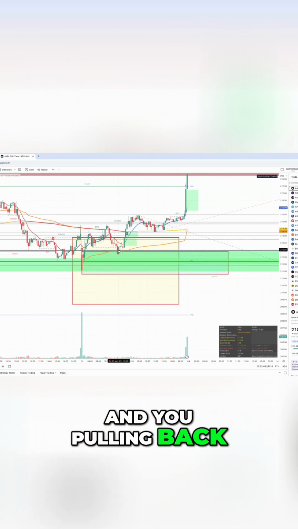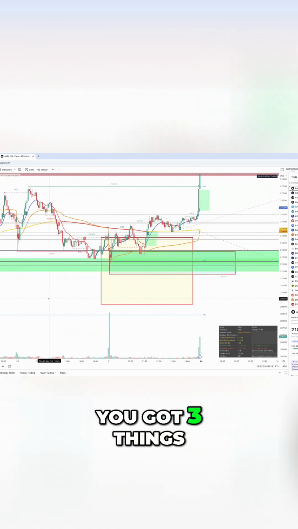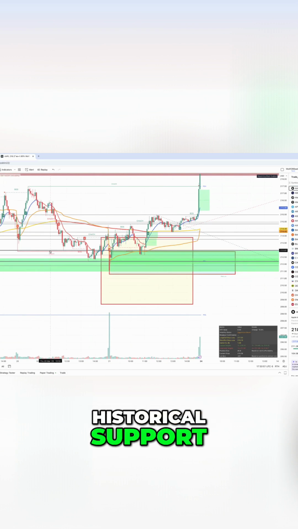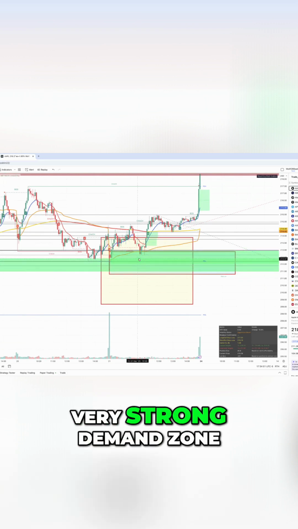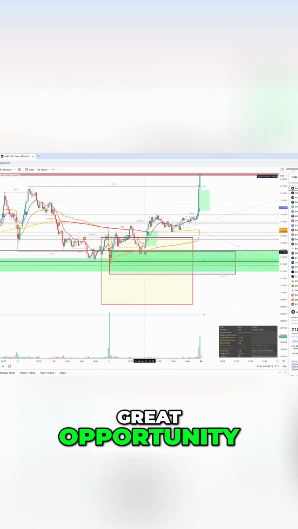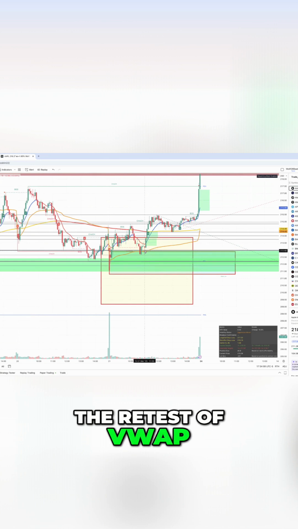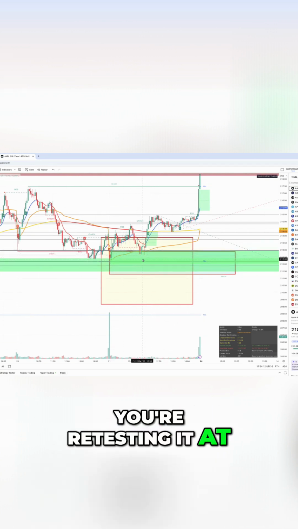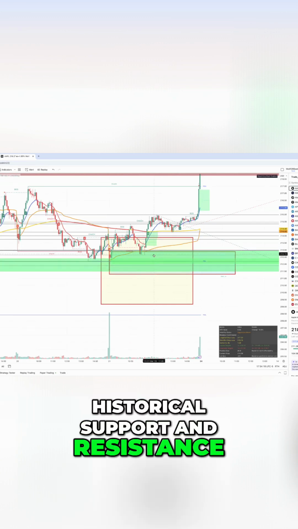And you're pulling back. You're retesting not only the VWAP, but you've got confluence. You've got three things going on here. You're coming back and retesting historical support, right? VWAP, and you're at a very strong demand zone. So this is a great opportunity if you're playing ORB to enter at the retest of VWAP, because you're not just retesting VWAP, you're retesting a demand zone, VWAP, and historical support and resistance, right?